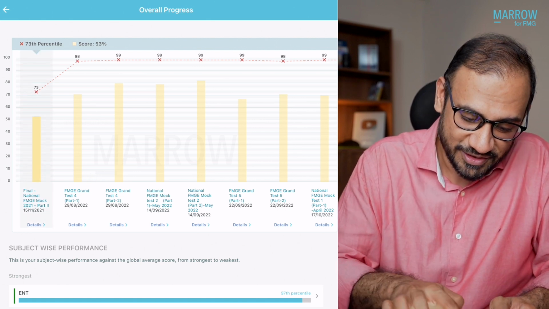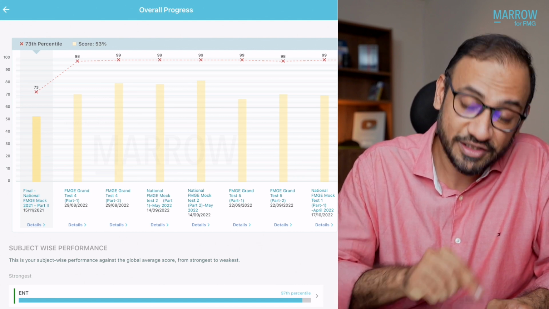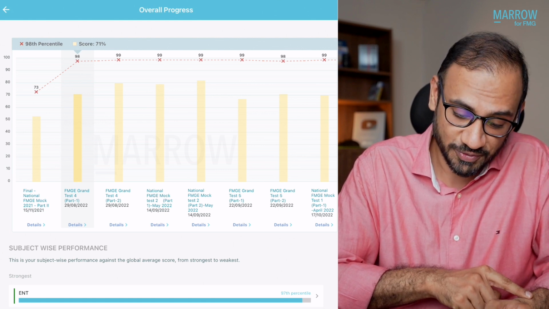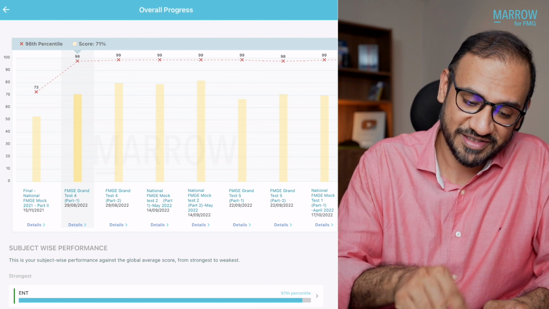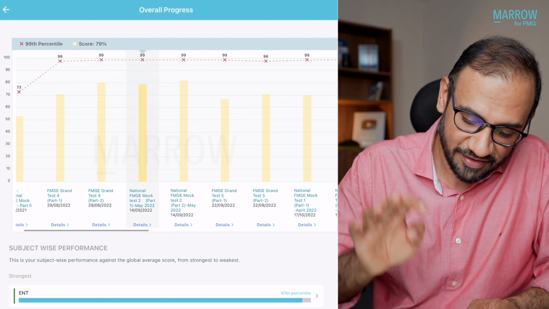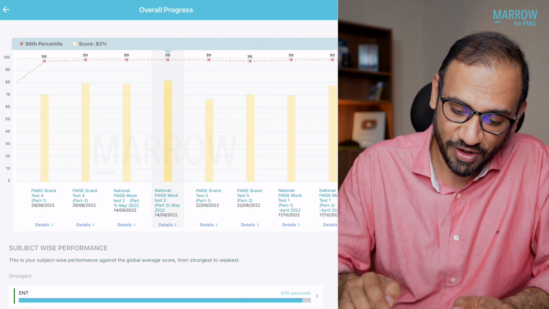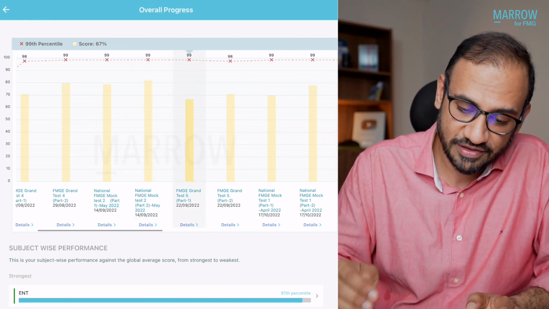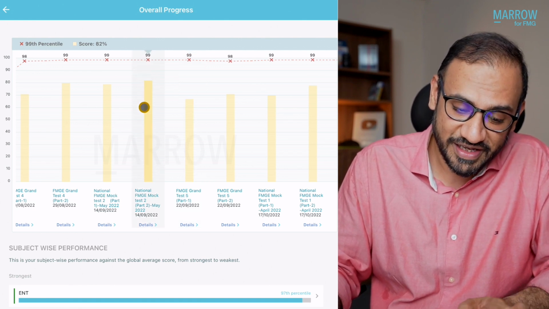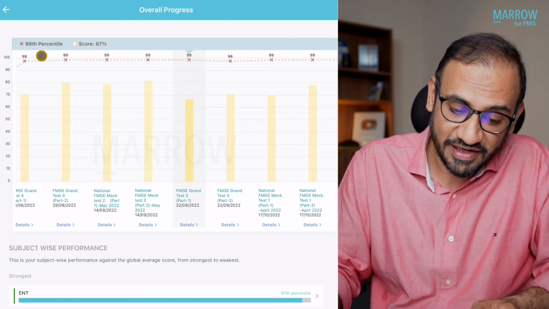So look at this test. In this test, your percentile was 73, your score was 53%. Okay, this was on 15th November 2021. And then this one, 29th August 2022, 98 percentile, 71%. Then on 14th September 2022, the scores have improved. The national mock exam scores have improved. Grand test scores have dipped, but the percentile remained 99 percentile. So here the percentile was 99, score was 82%. Here the percentile is 99, score is 67.